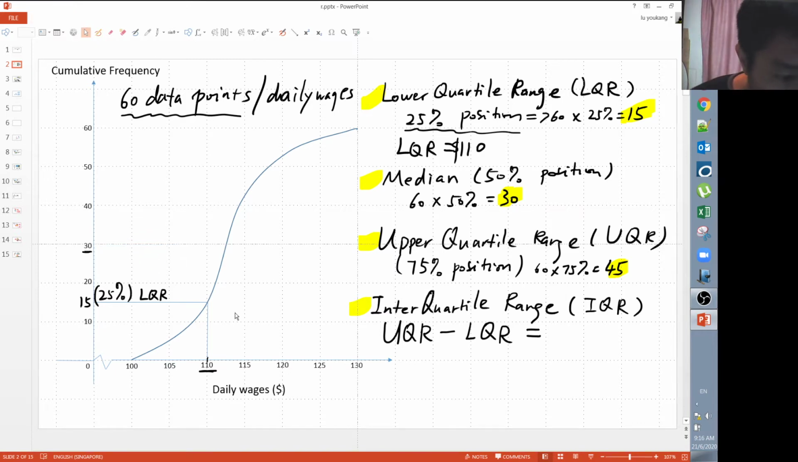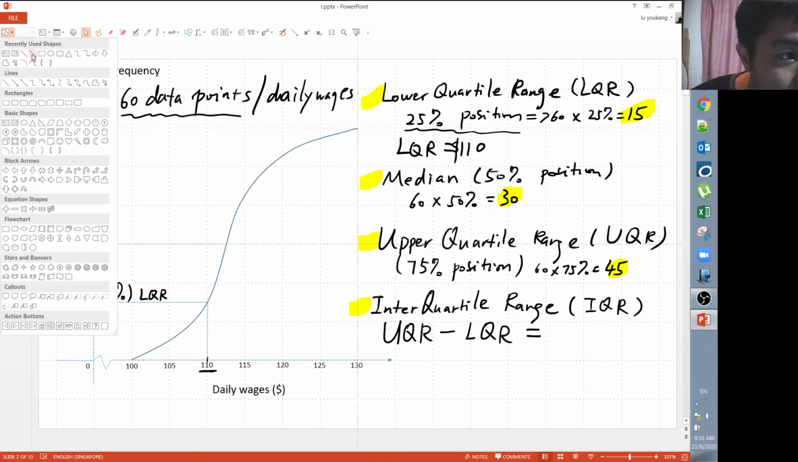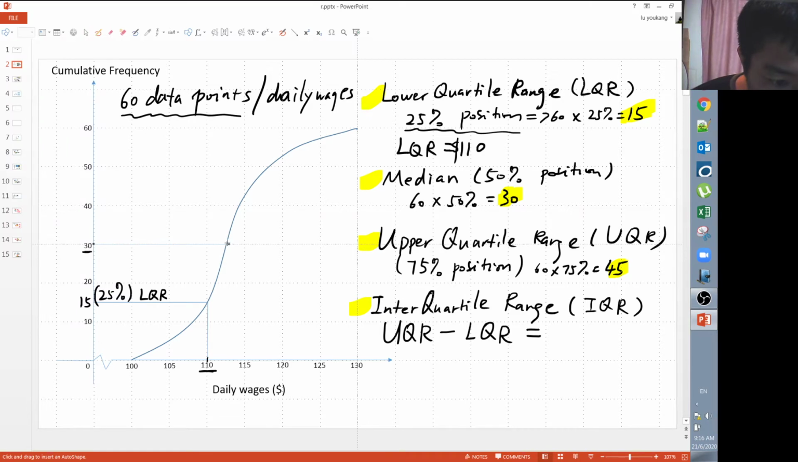Seems like I can make use of this actually. Just move this up. Let it hit the 30 position. Alright, so this is the one. And let me extend it. Alright, so just come down and read the value of the horizontal axis. So what's the value here?